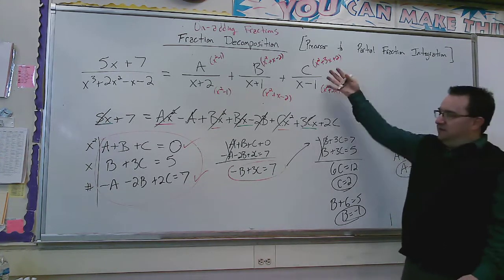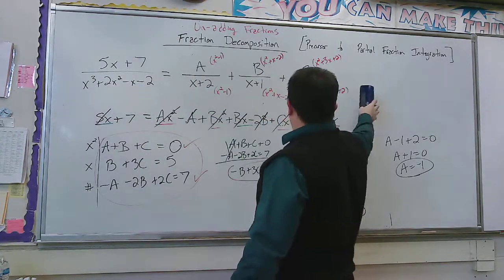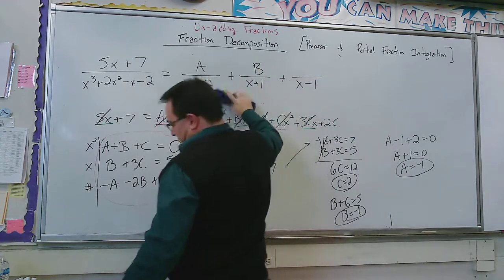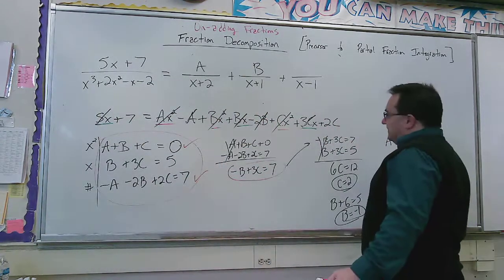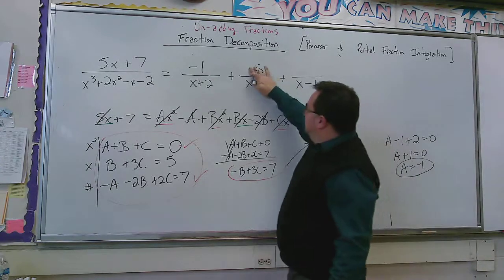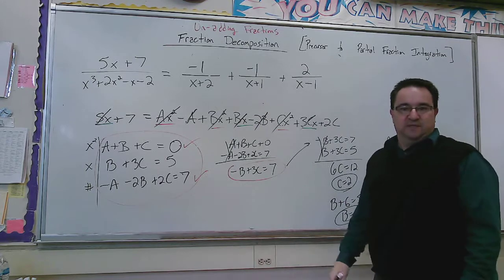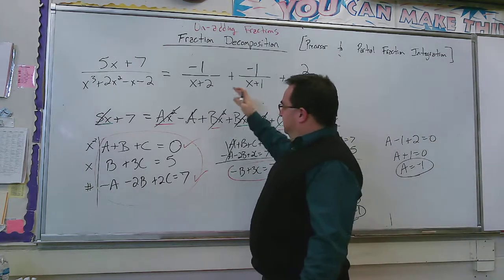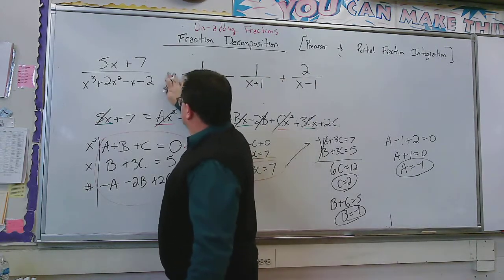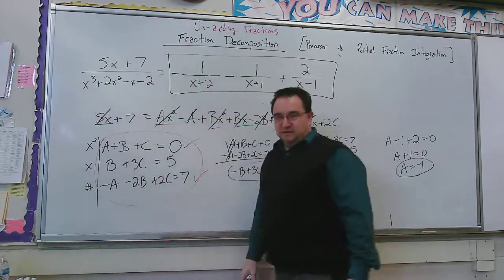So there we go. All I have to do is state my answer now. So what is this when you decompose it, when you break it down? It is negative 1 over that plus negative 1 over that plus 2 over this. And that's pretty awkward, so we want to definitely pull this minus here. And I would actually pull this minus out front also. So there is my fraction decomposed.